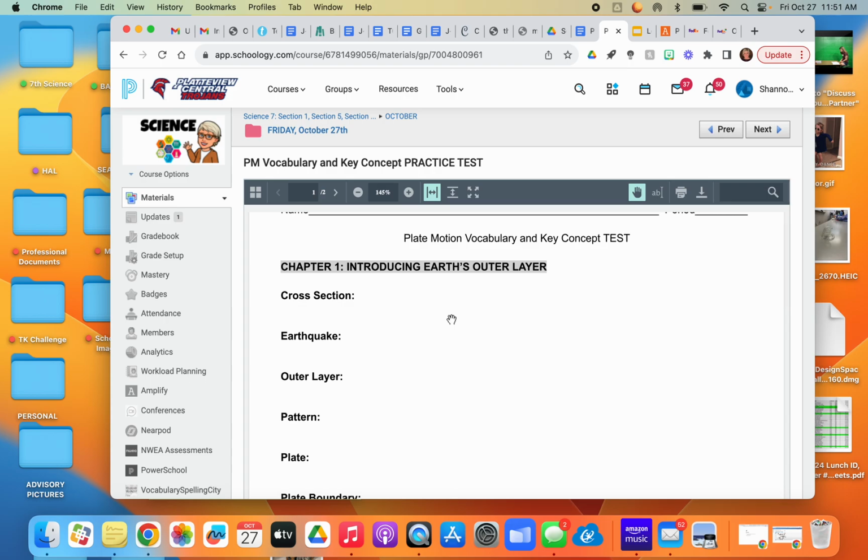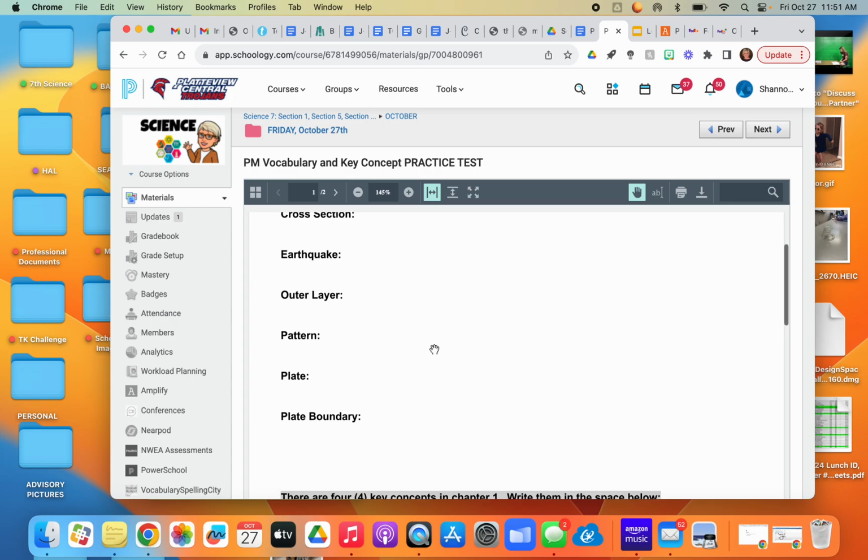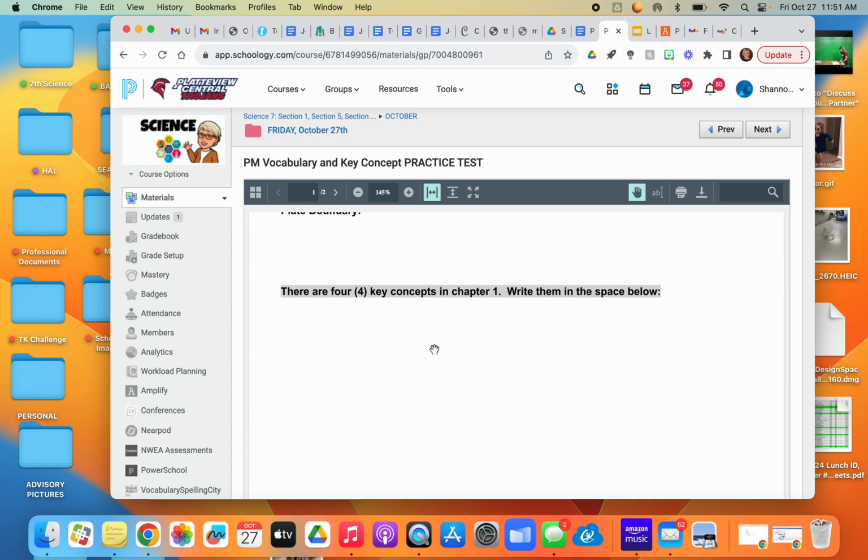So first of all, it says chapter 1, and I made sure to include the title of chapter 1. I think that will help you orient yourself and make sure that you remember what that chapter was about. That could help you with your key concepts especially. So all of the vocabulary terms from chapter 1 are here. And then I said there are 4 key concepts in chapter 1. Write them in the space below.